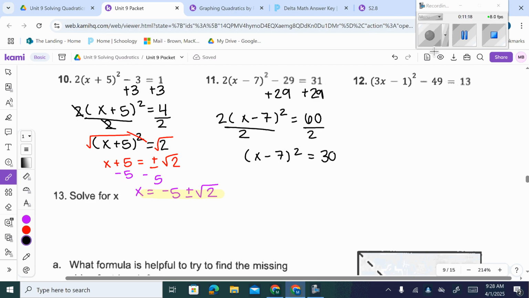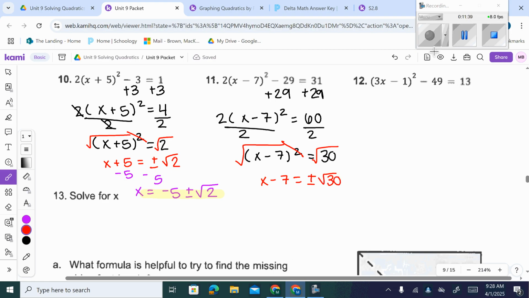All right, Harlem, what are we going to do now? Good. Square root both sides. They're going to cancel out. x minus 7 equals... what needs to go in front of that square root of 30? Plus or minus the square root of 30.